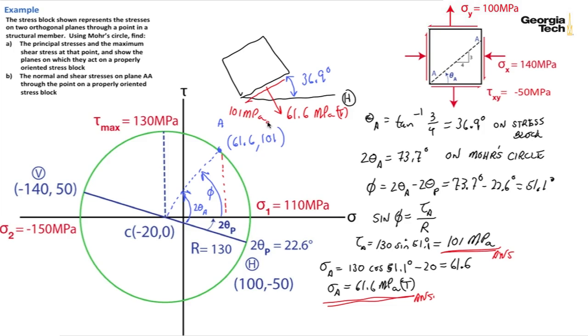And so that's the solution. And you should now have a pretty good grasp on how to use Mohr's circle to find the principal stresses, the max shear stress, and actually the normal and shear stress condition for any plane for plane stress at a point.